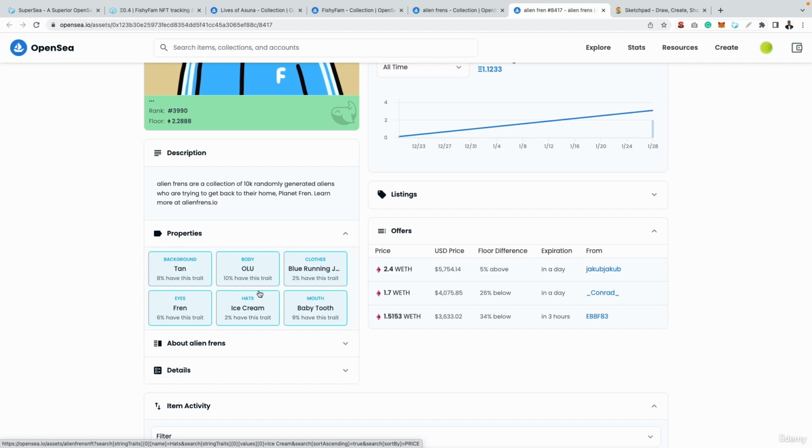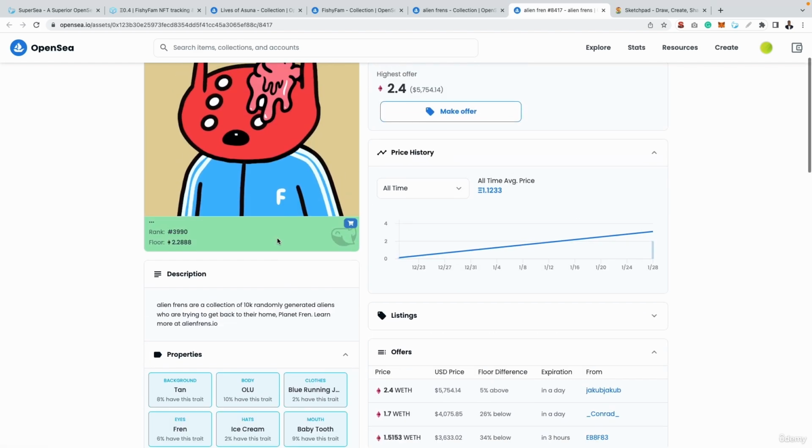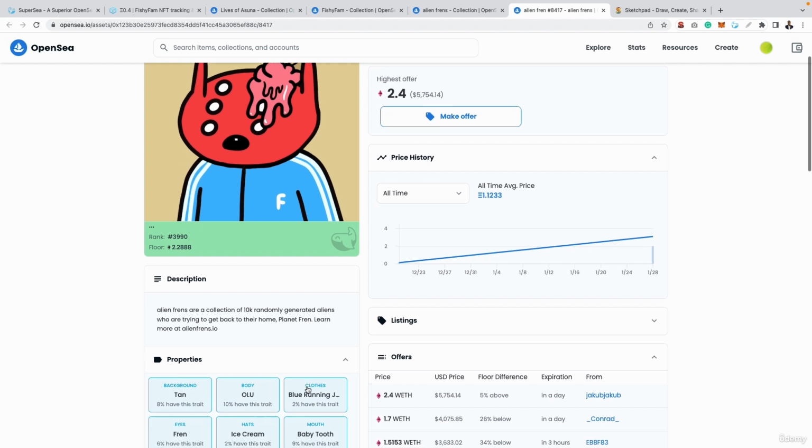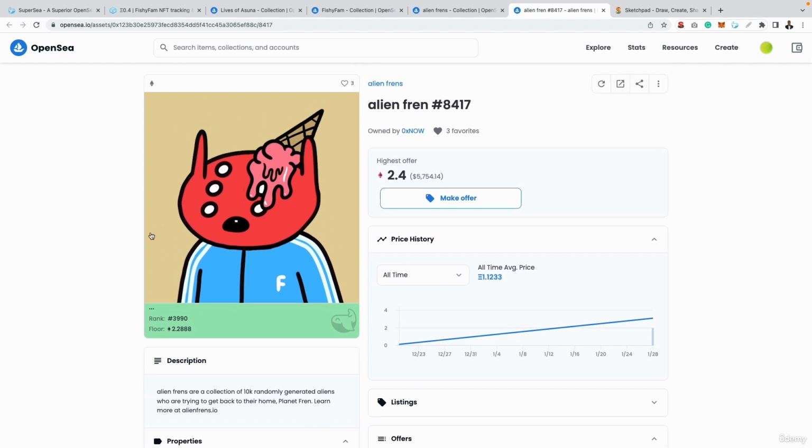2%. So again, not really that low, but we can get a good indication, right? So if anyone has an ice cream on their head, this little alien figure, and is wearing a blue tracksuit, then we could potentially buy this and sell it for a lot of money. However, we had to do a lot of analysis just to determine that. You might think that didn't take you that long.